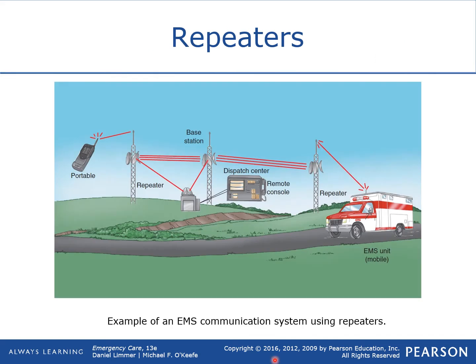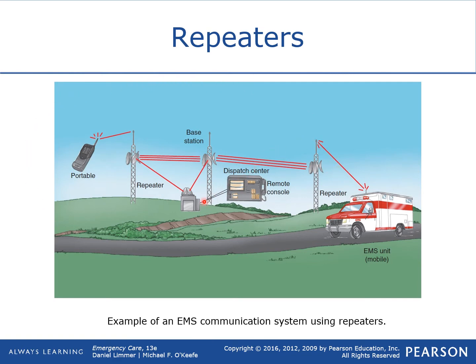So here's just a quick picture of how everything works. So right here we have the ambulance, so that's the mobile unit. The ambulance will shoot the signal to a repeater tower right here. Then the repeater tower will bring it all the way over here.